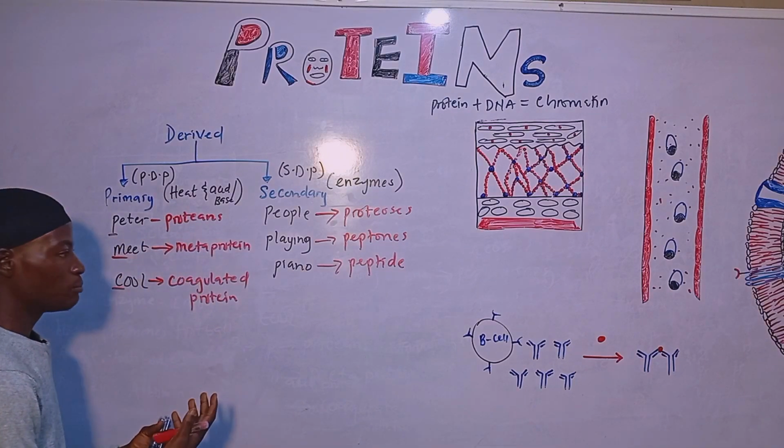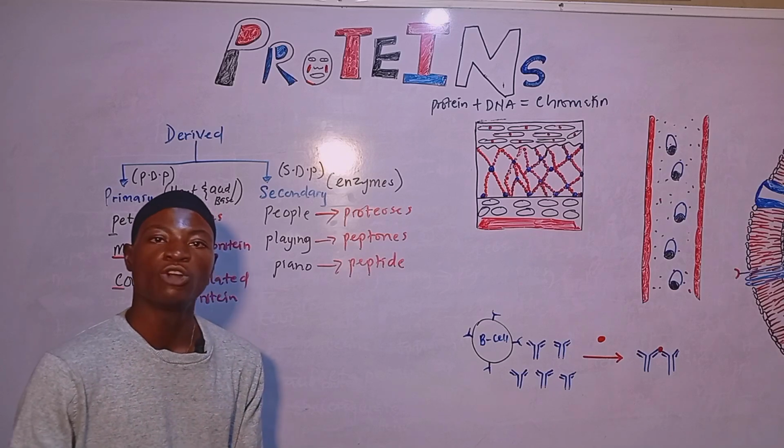The next one that we have is conjugated protein. It is a protein that contains a non-protein part.